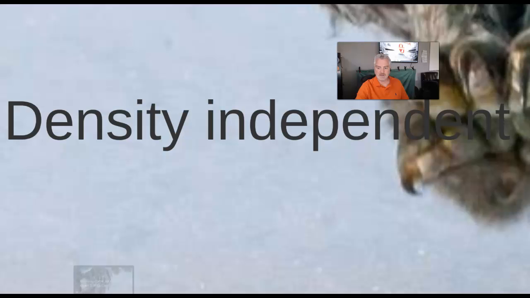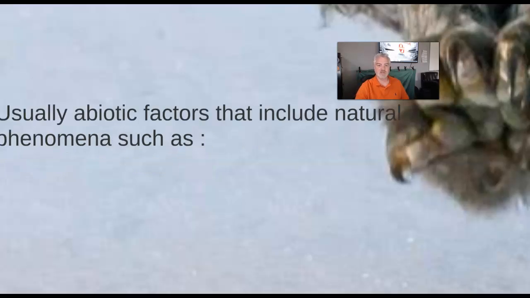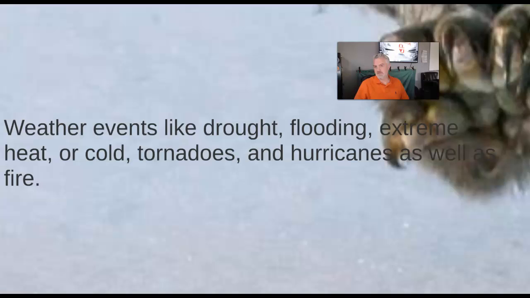Density independent is again going to mean these are usually abiotic factors that are going to include a lot of natural phenomena. Some of the examples that we use here are going to be a lot of weather events like drought, flooding, extreme heat, extreme cold, and then you have your tornadoes, your hurricanes, and fires that occur in a wildfire. These are all density independent.